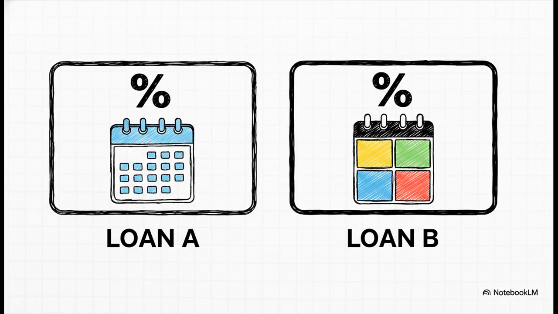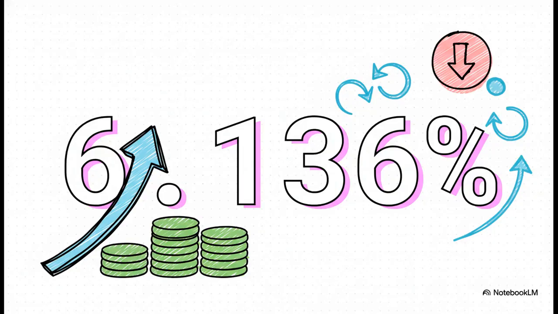Now let's look at loan B. The nominal rate is the same, 0.06. But the key difference here is that the interest is compounded quarterly. So in this case, our N is 4. The calculation becomes EAR equals, parentheses, 1 plus 0.06 divided by 4, all raised to the 4th power, minus 1. And the effective rate for this loan? It comes out to approximately 6.136%.